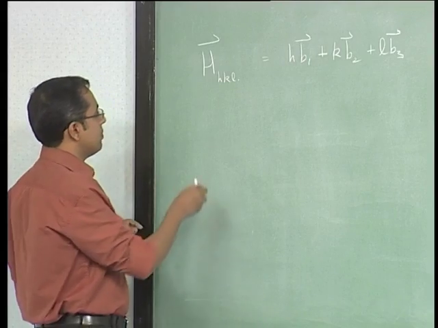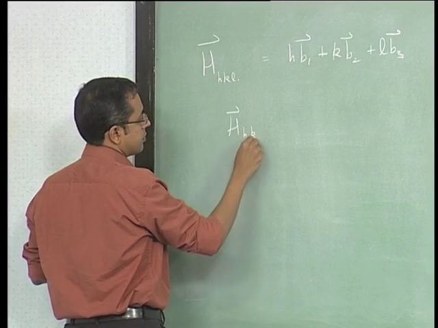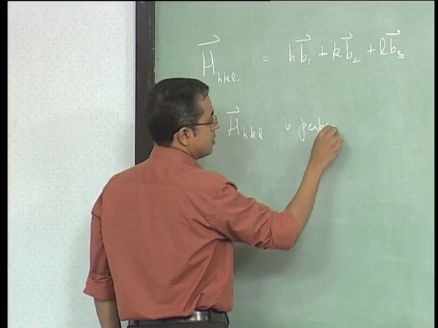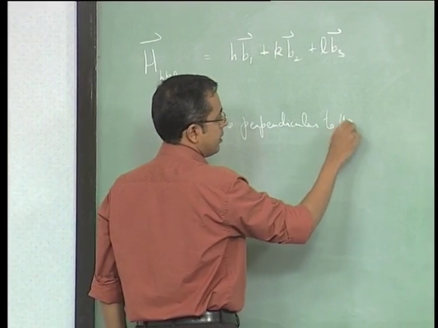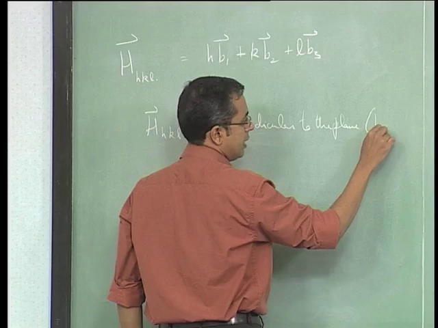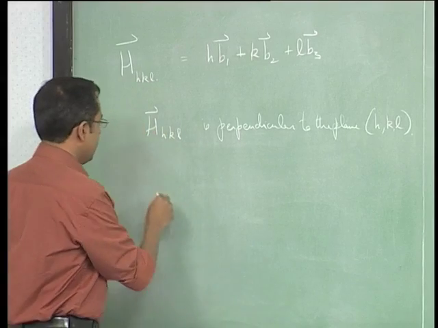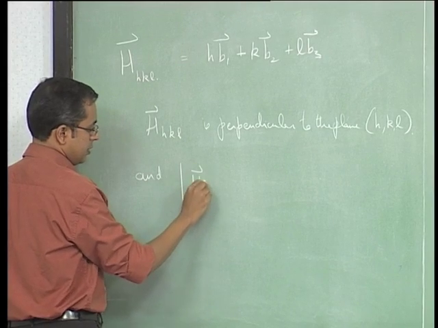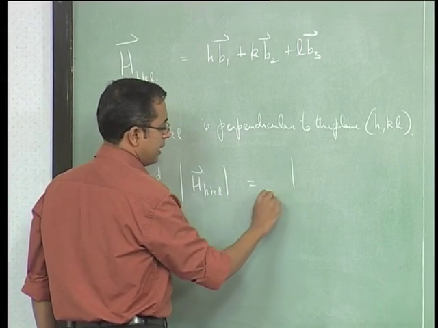What is that relationship? It is basically that the vector hkl is perpendicular to the plane which has the Miller indices hkl, and the modulus of the vector hkl is equal to 1 by dhkl.